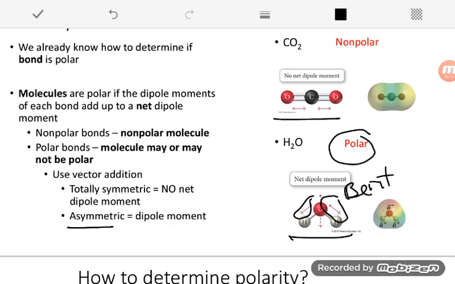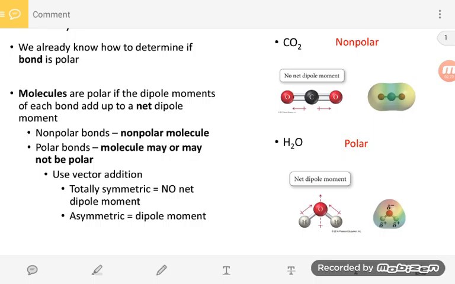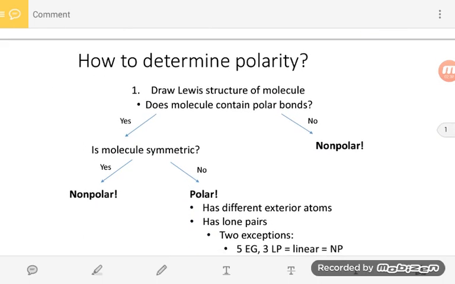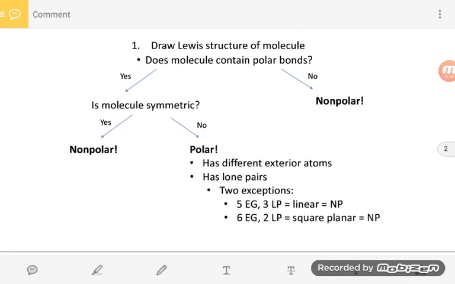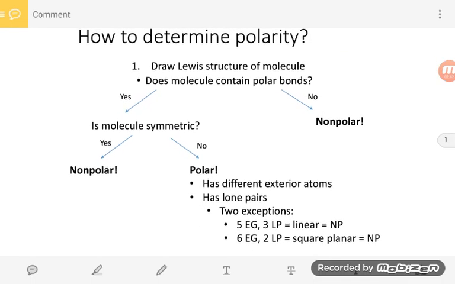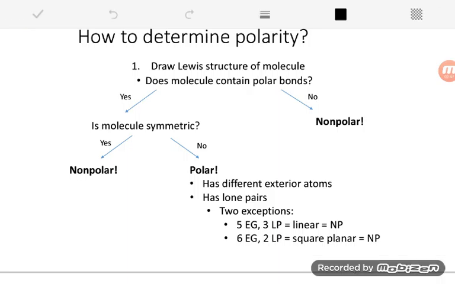Now, I admit, I am not great at thinking about vector addition without actually doing the math, and a lot of people aren't. So we need a nice, easy way, a nice checklist, if you will, to determine if molecules are polar or nonpolar. This is how I like to determine polarity. You may notice a theme here, but the very first thing we have to do is draw the Lewis structure.